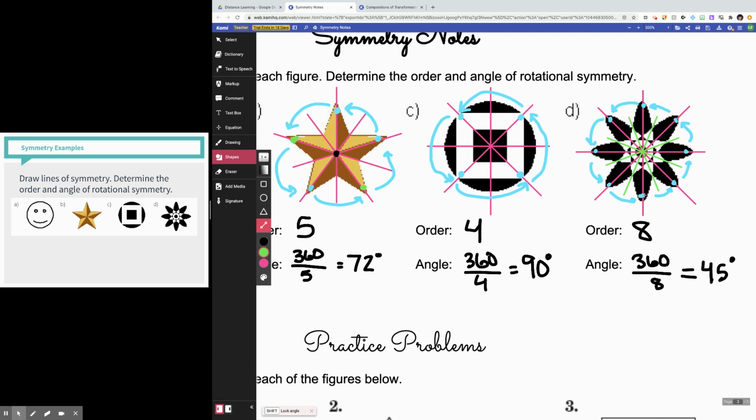So my number of lines of symmetry is 8. My order of rotational symmetry is 8. You can see the blue dot that I tracked going all the way around. There were 8 spots there, and then the angle is 360 divided by 8, which is 45.